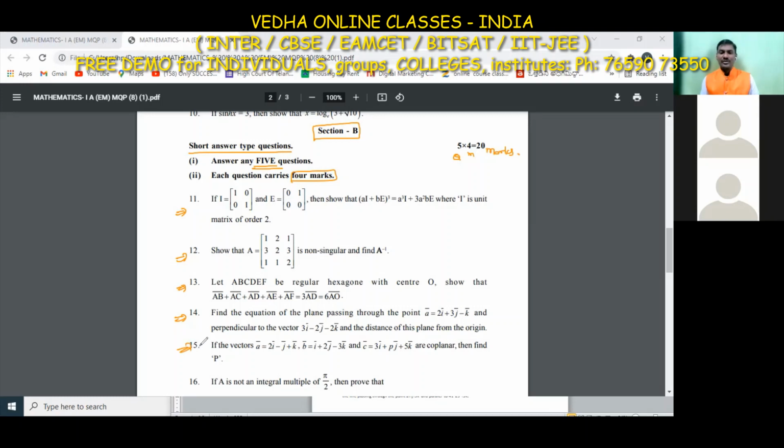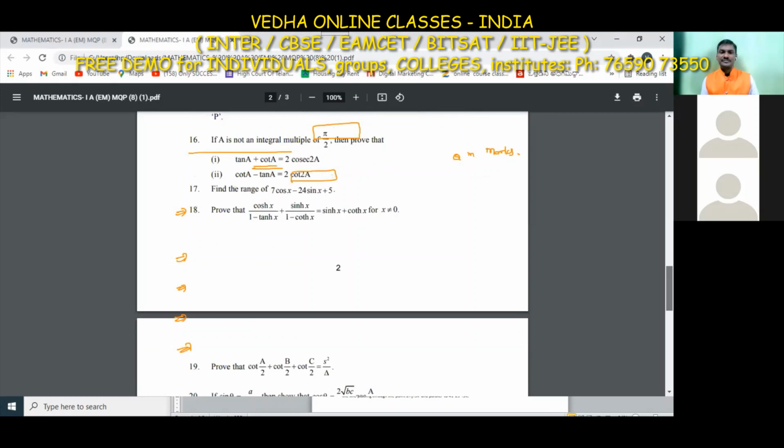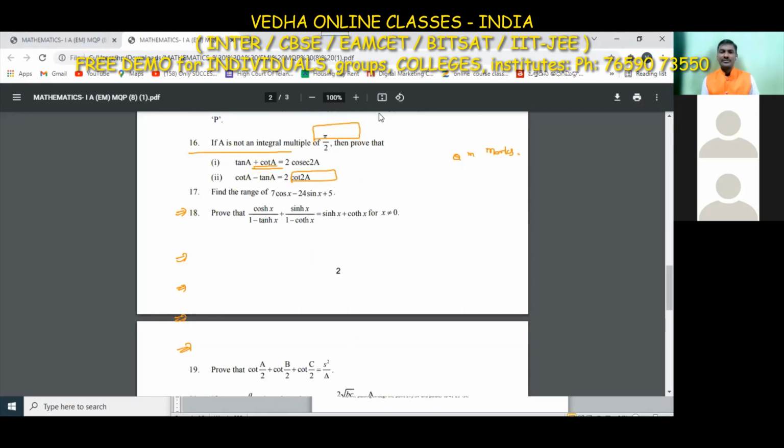And question number 15, again from the addition of vectors. Okay, next, question number 16. If we take question number 16, this question is given from trigonometry again, trigonometric ratios up to transformations.